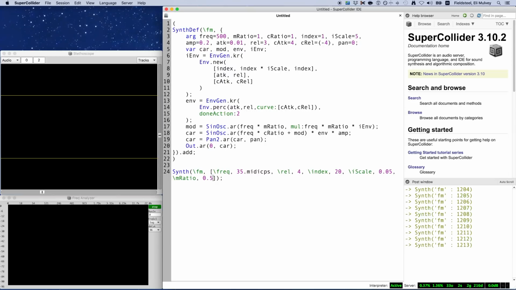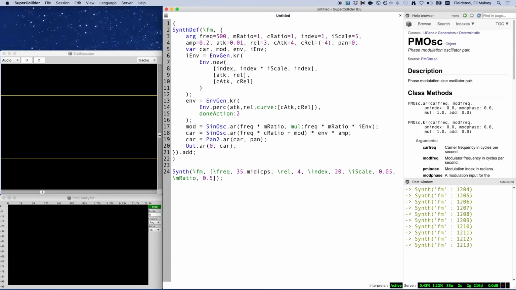But as you can hear, it still gives you access to a huge world of FM sounds just waiting to be explored. The last thing I want to do is point out that there is a UGen called PMOsc, which stands for Phase Modulation Oscillator. Now, hang on a sec. I thought we were talking about frequency modulation. What is this phase modulation business?